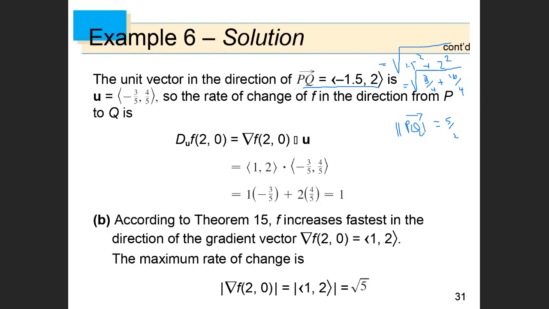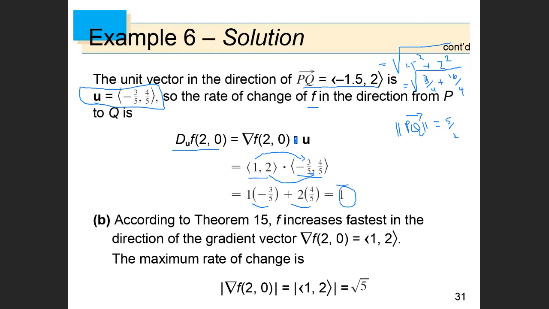And if you divide by the norm of PQ, which is 5 over 2, you obtain this vector u, which is a unit norm vector. So the rate of change of f in the direction P to Q is given by the dot product of the gradient by u. You multiply your gradient (1, 2) by your vector u, and you have 1 times minus 3 over 5, so it's minus 3 over 5, plus 2 times 4 over 5. So you get minus 3 over 5 plus 8 over 5, which is just 5 over 5, which is 1.